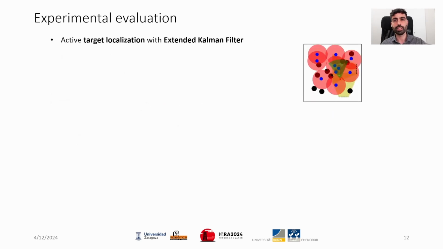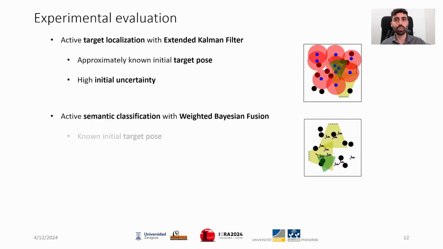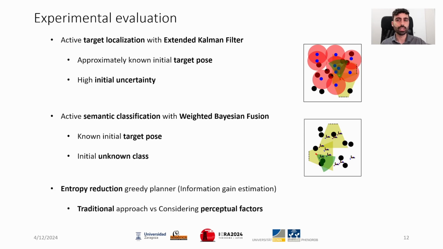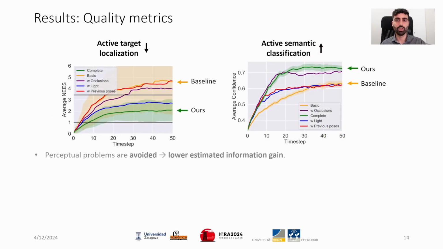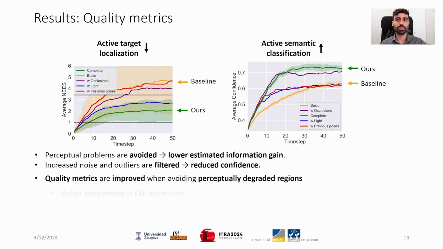About the tasks, in the case of active target localization, we approximately know the pose of the target with some error and large uncertainty. In the classification case, we know the position of the target and have to discover its class. For both cases, we use an entropy reduction-based greedy planner and compare the results when considering perceptual factors. We can see from the results that by considering perceptual factors, their effect can be avoided and the outliers filtered. This results in an improvement of the quality in both tasks.